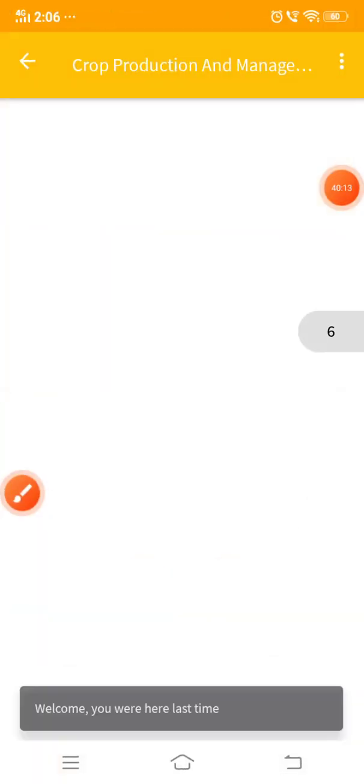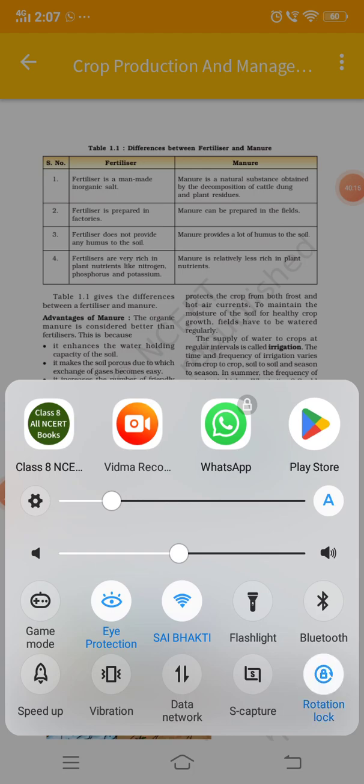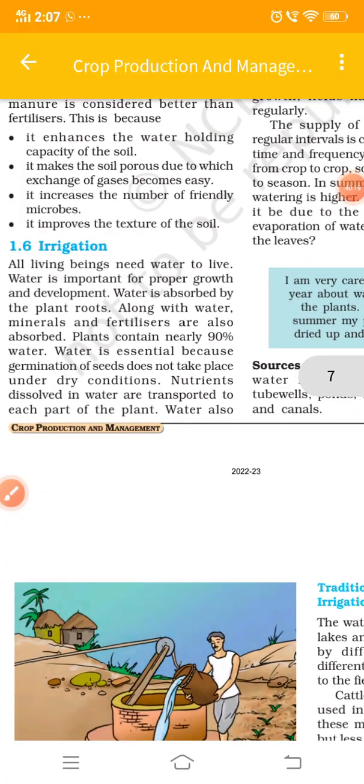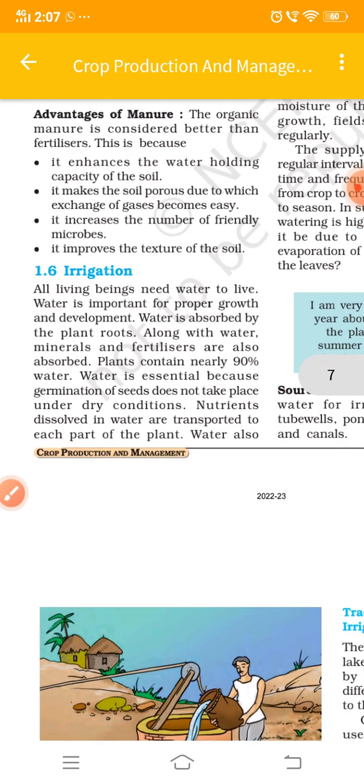Nutrients dissolved in water are transported to each part of the plant. Yeah, irrigation. If we give the water to the plant, the nitrogen and nutrients will get easily dissolved in water. And as they dissolve in water, the small hairs of roots will absorb that water. And when they absorb that water, what will happen? They will take that through xylem to the plant. Okay, that's why water is essential.